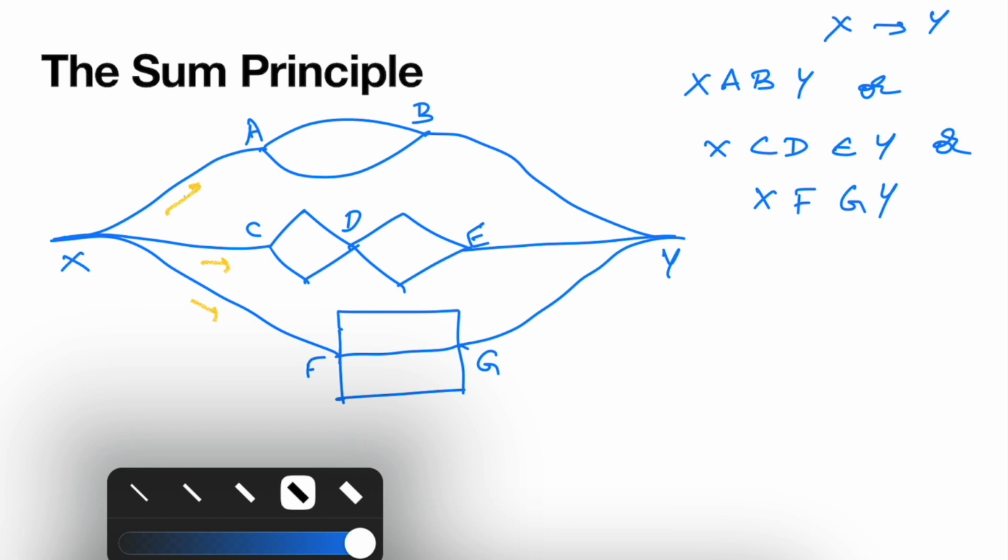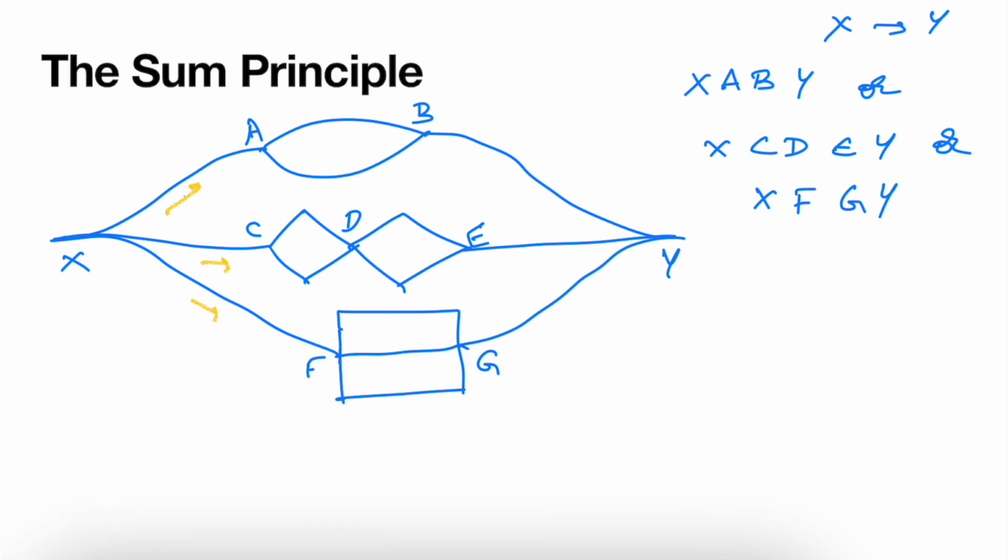So can you tell me the number of ways we can take the X, A, B, Y route? We apply the product principle here, 1 into 2 into 1, or which is plus, because there are more number of ways we can go from X to Y. So this is 1 into, there are 2 ways to reach CD, 2 ways to reach DE, and 1. So we have 1 into 2 into 2 into 1 way of reaching X to Y through CDE, or again plus sign.